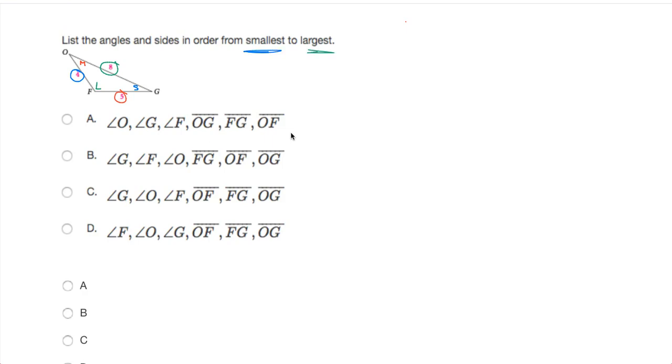So the smallest we're looking for is G. So that gets rid of these two. And the largest we're looking for is F. So that gets rid of the last one. That gets rid of B. Yeah, gets rid of B.